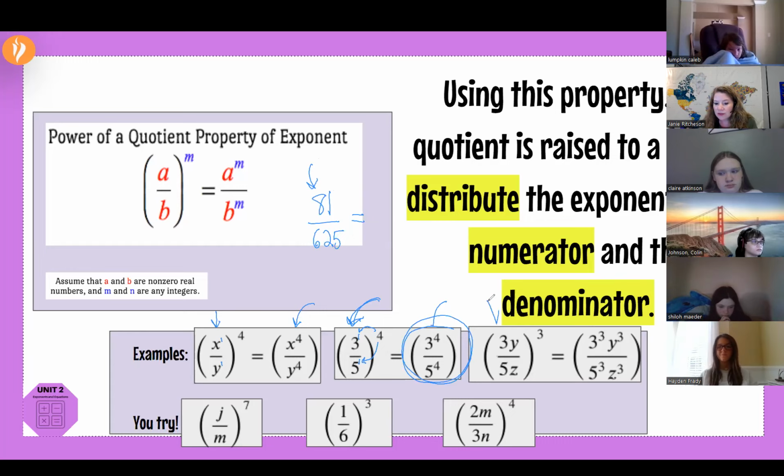All right, so let's look at this one over here, guys. This one seems a little tricky, but remember, every single number and variable has an exponent of 1. So we're going to write 3 to the third times y to the third over 5 to the third times z to the third. Does that make sense? Okie dokie. All right, so you could try these, but I know you guys can do them well.